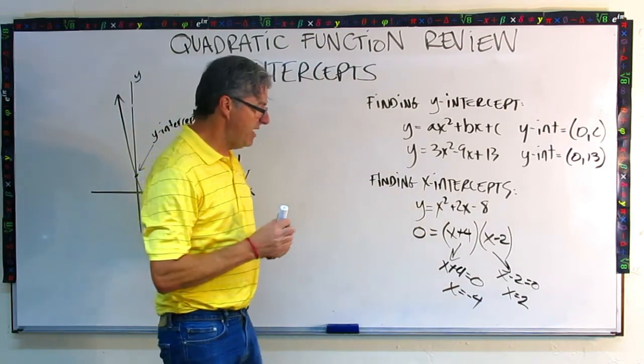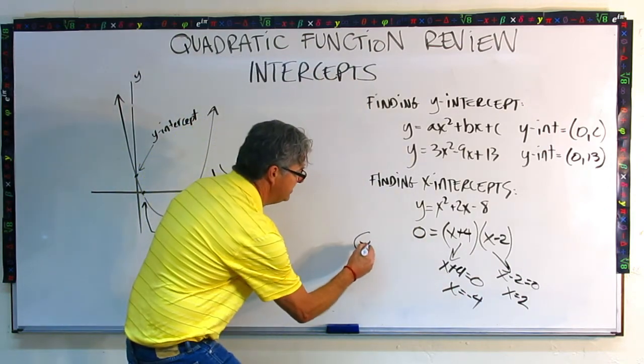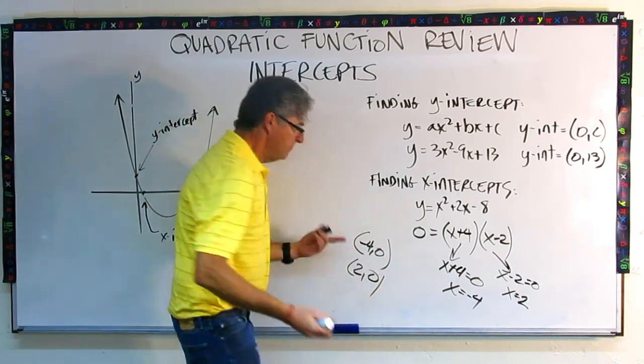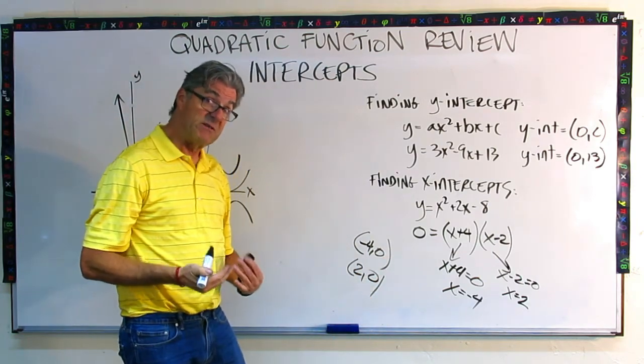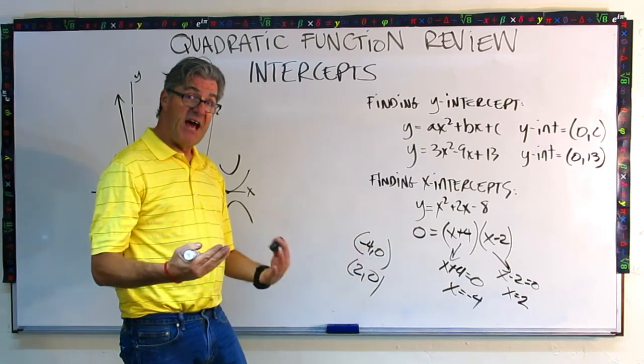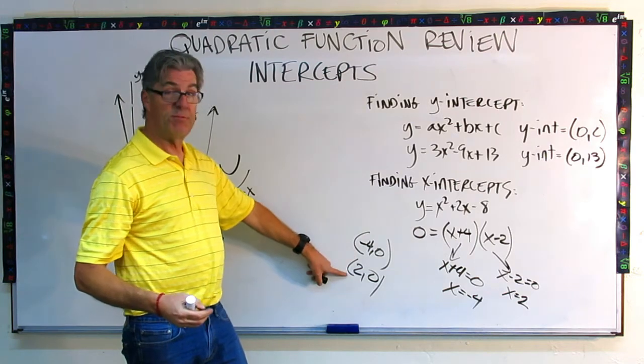Personally, I think it's much better to do it like this. Negative 4, 0, and 2, 0. Because the intercepts are coordinate points. So they have an x and a y value. So if you're being asked for the intercept, it's best to show it as a point.